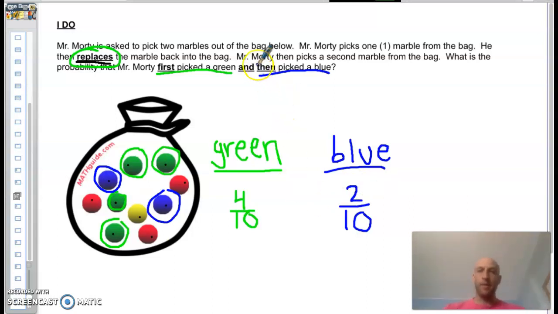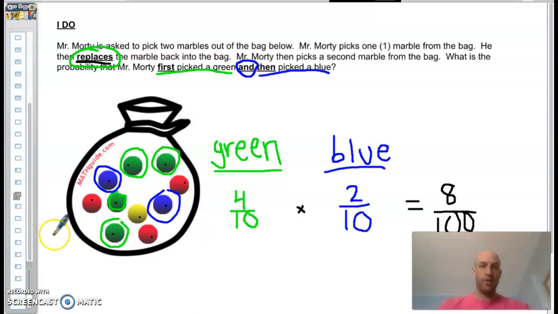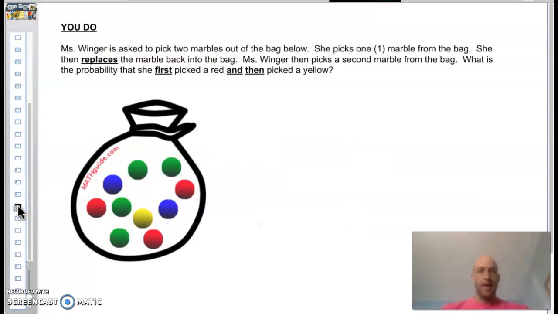Now, I want to know the probability of both of these things happening. So I'm going to multiply these two. So 4 times 2 is 8, and 10 times 10 is 100. So the probability that I pick a green, put it back in, and then pick a blue is 8 out of 100. Okay, pause me here. Try this problem on your own, and when you're ready to check your work, go ahead and press play.